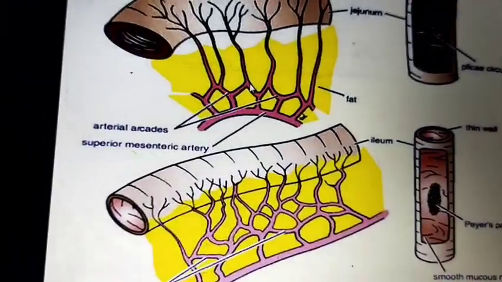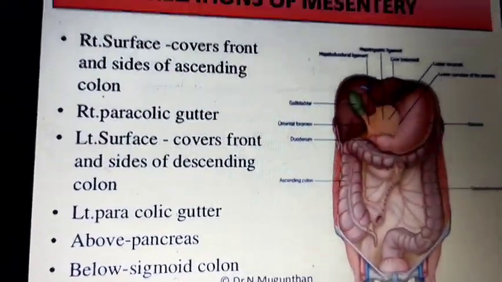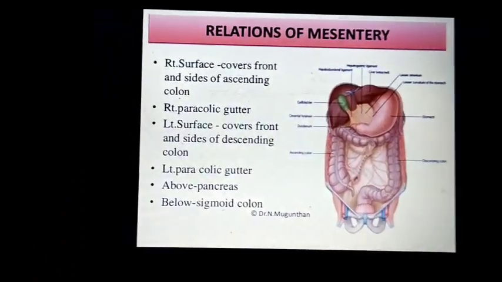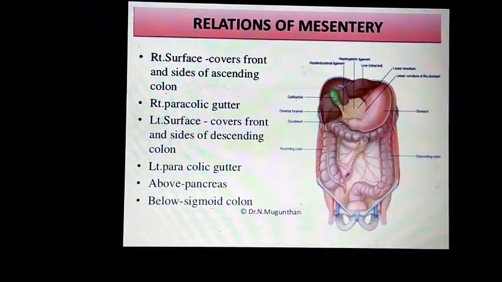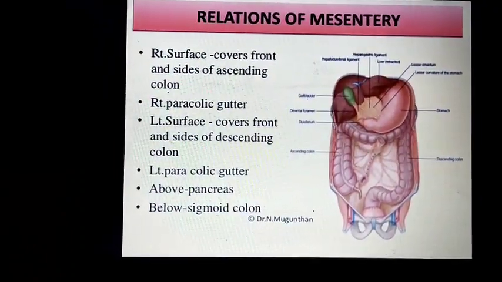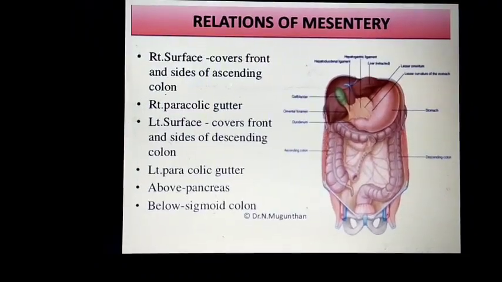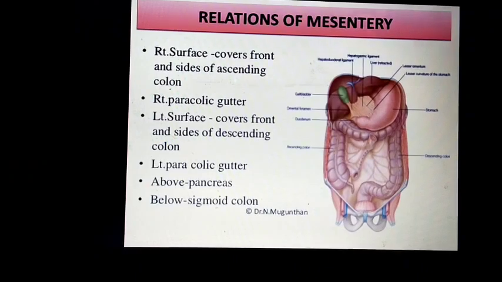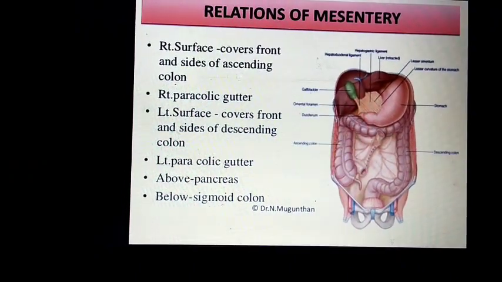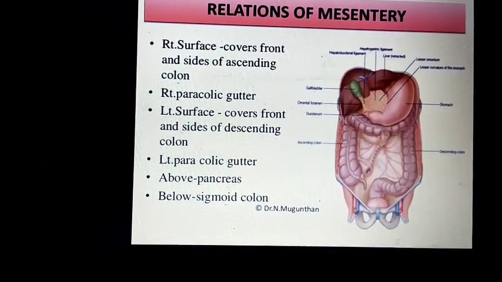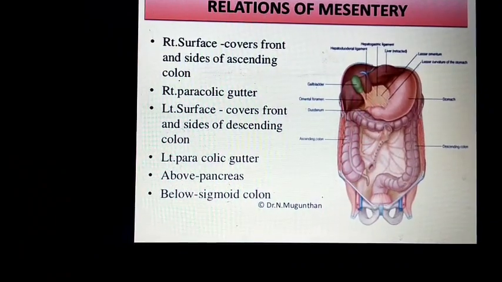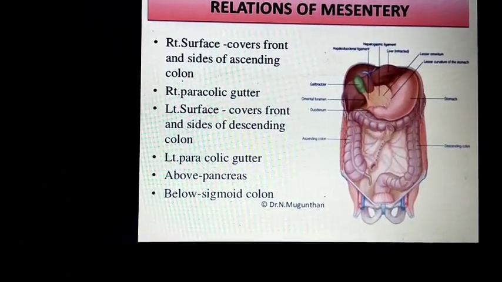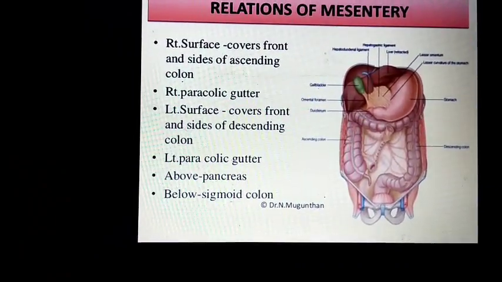Then next we can go to the relations of the mesentery. The right surface covers the front and side of the ascending colon. During the anatomy of the peritoneum I explained the paracolic gutters; in that it also has the right paracolic gutter. The left surface covers the front and side of the descending colon, the left paracolic gutter. Above is the pancreas and below is the sigmoid colon.